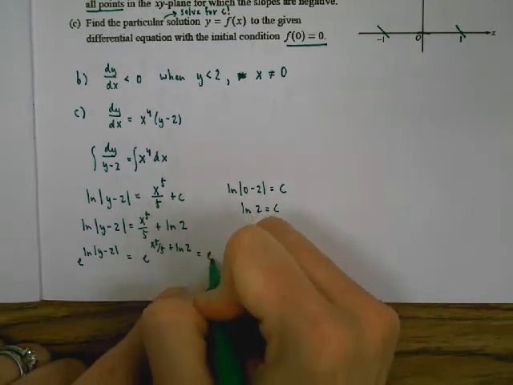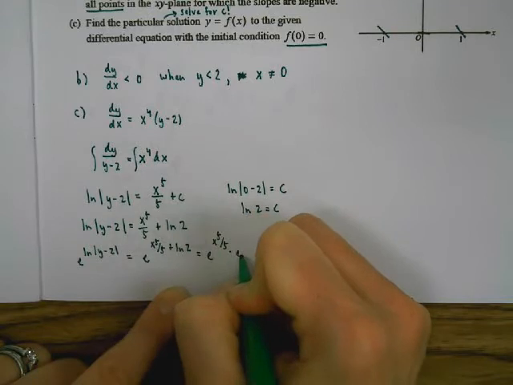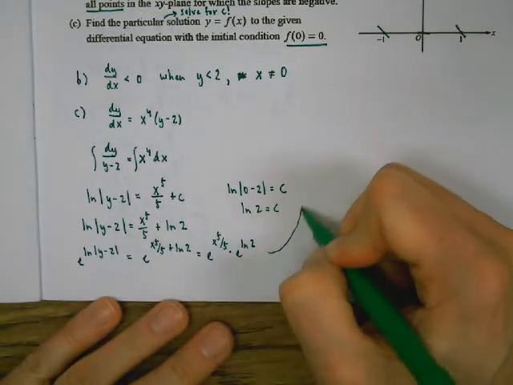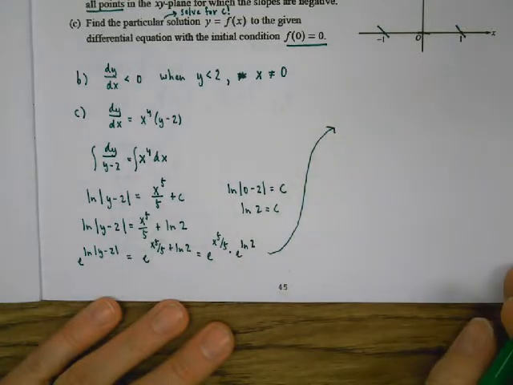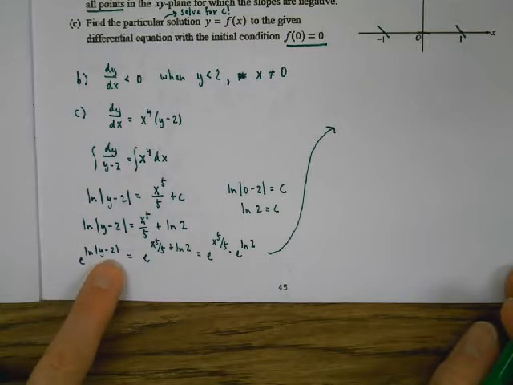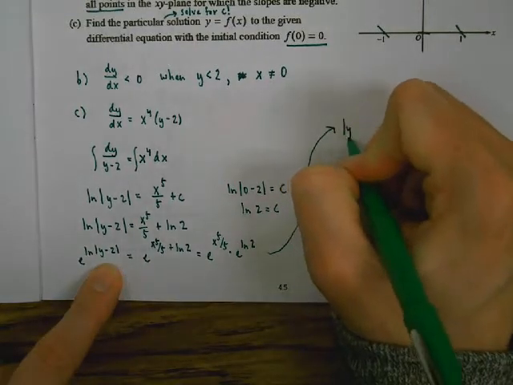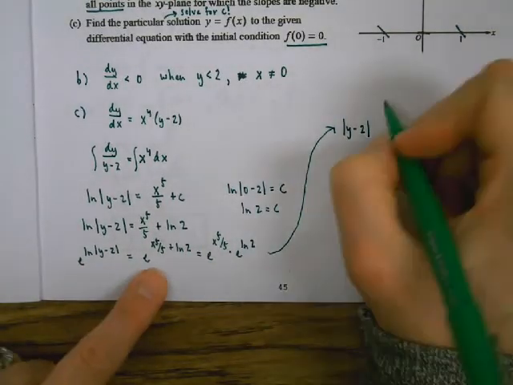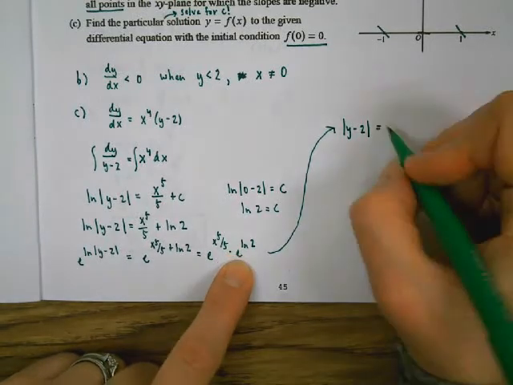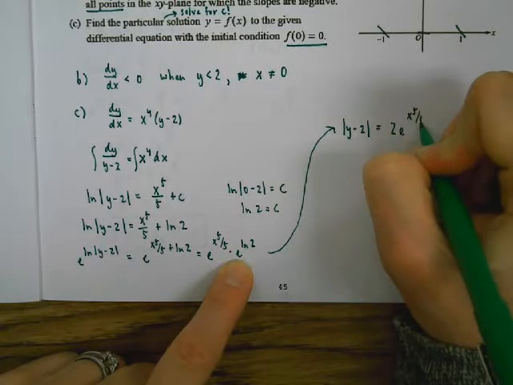Now, we know, using our exponent rules, this is e to the x to the 5th over 5 times e to the natural log of 2. Okay, I'm going to jump up here. Now, since I have e to the natural log of the absolute value of y minus 2, these are inverses, so I'm just left with absolute value of y minus 2. Now, I'm going to simplify this. E to the natural log of 2 is just 2, and then I have e to the x to the 5th over 5.